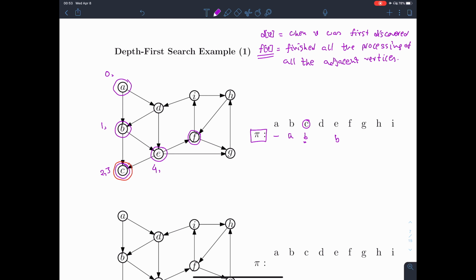That means we discovered F through E. So E is the parent of F. F is discovered at time 5. Again, when we look for the adjacent vertex of F, the first adjacent vertex that is not visited is G. G is visited or discovered at time 6. G was found through F.